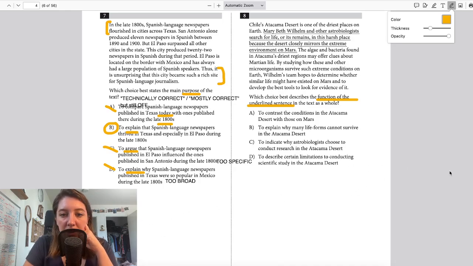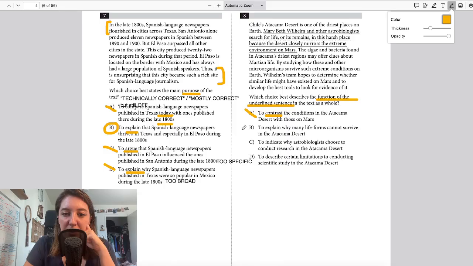So it says A, to contrast the conditions in the Atacama Desert with those on Mars. They're actually not contrasting it, right? They're creating a similarity. So that's not correct. They are comparing it, but they are not contrasting it. So don't mess that up if you're rushing through the test, right?